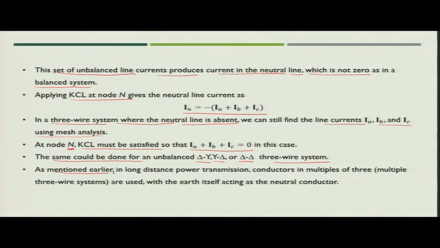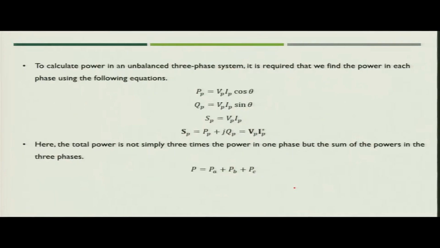As we mentioned earlier, for long distance power transmission, conductors in multiples of 3, that is a 3-phase 3-wire system, are used. In that case the earth itself will act as a neutral conductor. So, we do not lay the neutral conductor along the long transmission line, we use earth as the neutral conductor.